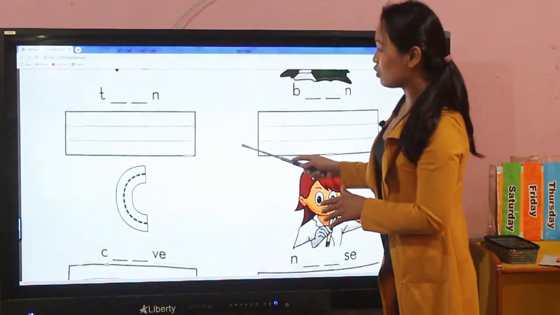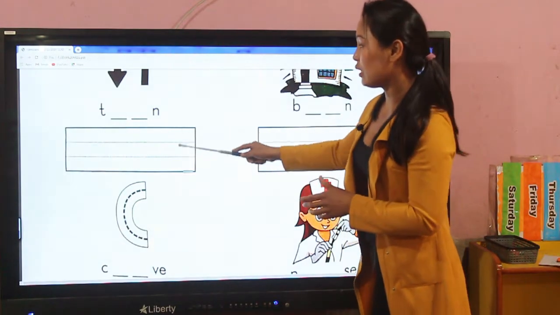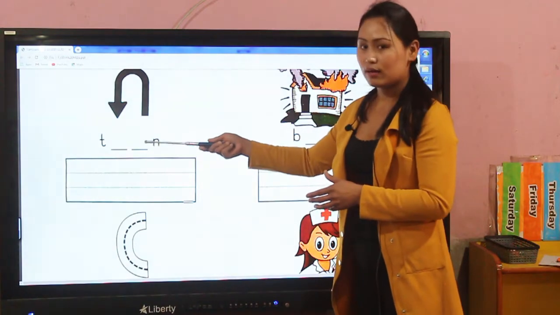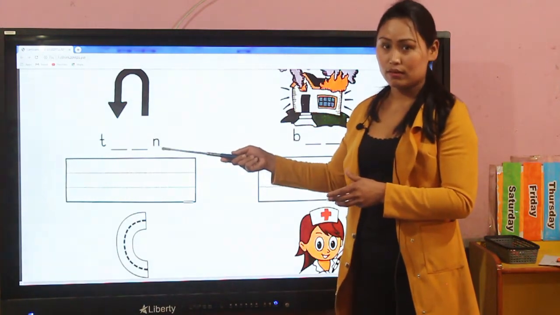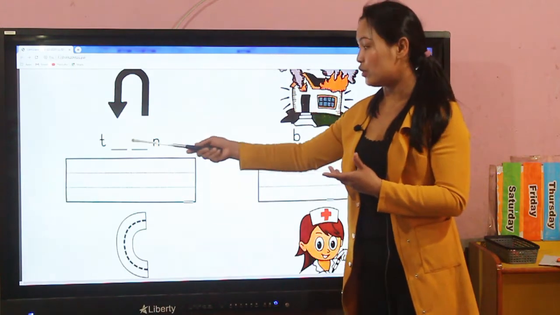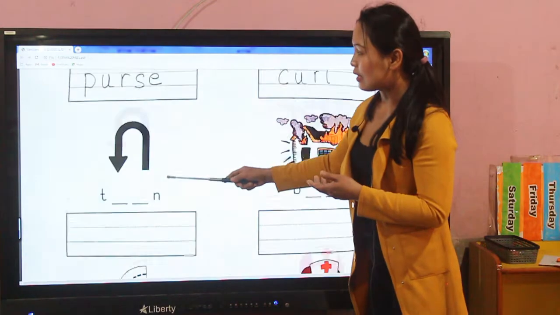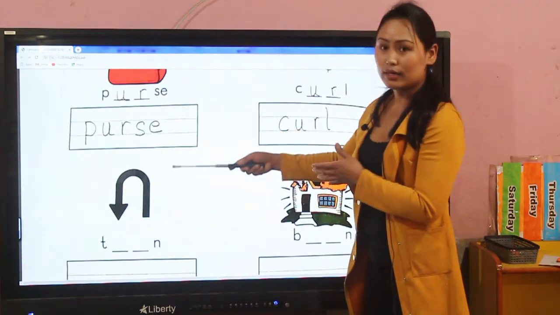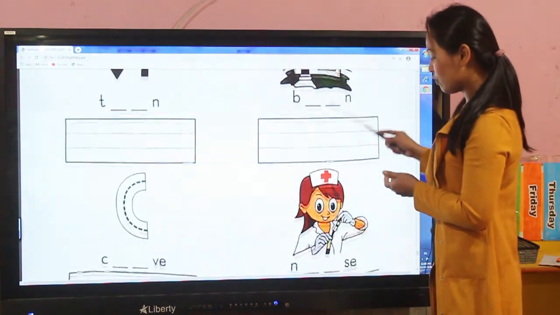You have to write and pronounce them yourself. For example, T-U-R-N, turn. You write, pronounce, and then here, as in the example above, write it on top and then pronounce it below. I think you all can complete these four.